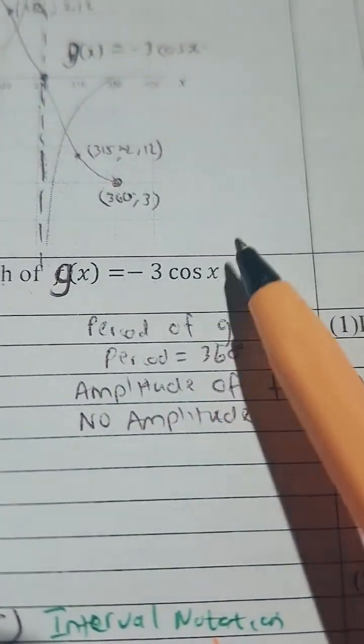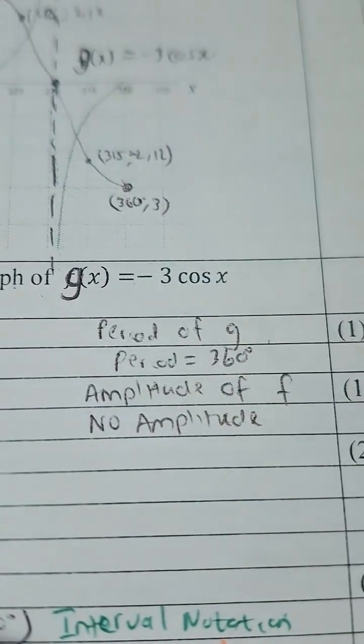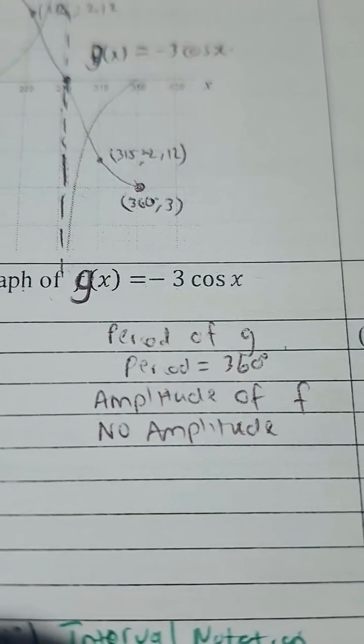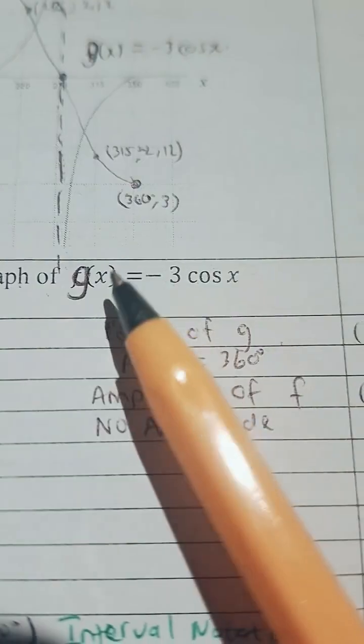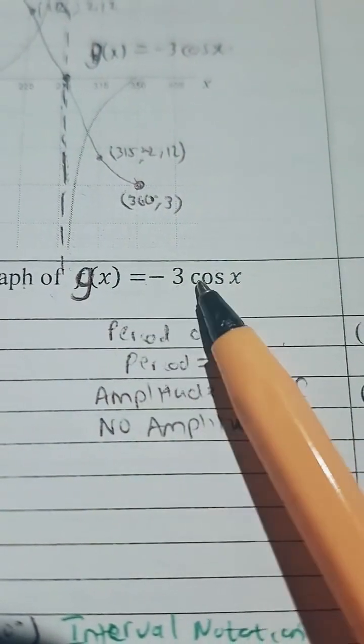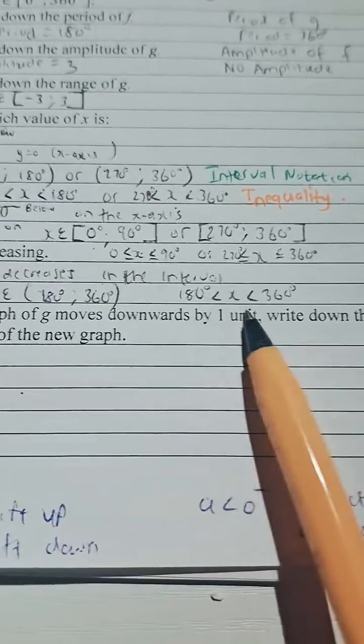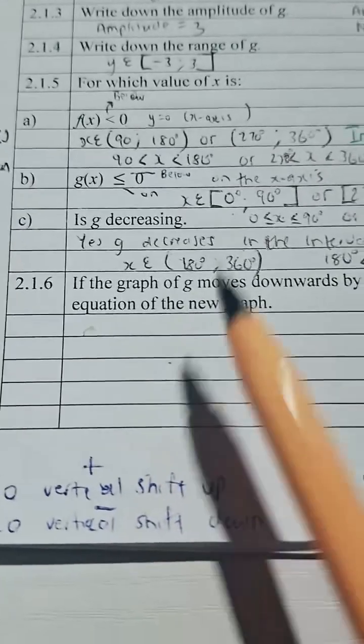All right, and it's actually coming to an end very shortly, because this is the last question that we are doing. So if G of X, negative 3 cos X, moves downwards by 1 unit, write down the equation of the new graph.